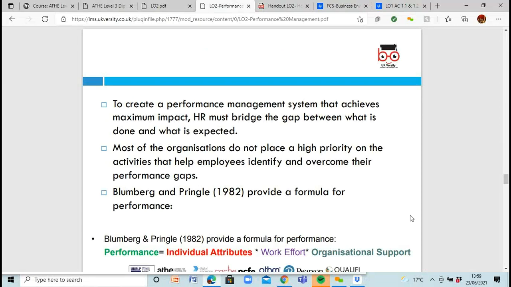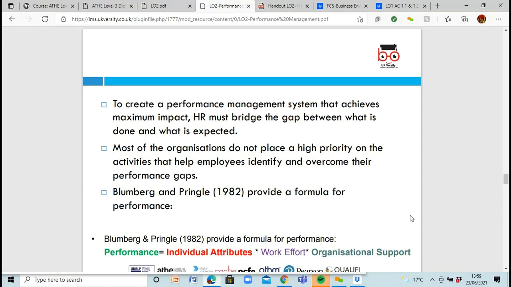So to create a good performance management system that has the best impact, human resources, the people in charge of all your pay and whether they keep you in or not, try to bridge the gap between what is being done and what is being expected. There's a list of expectations on one side, and a list of things that are actually being done. They want those two to match.